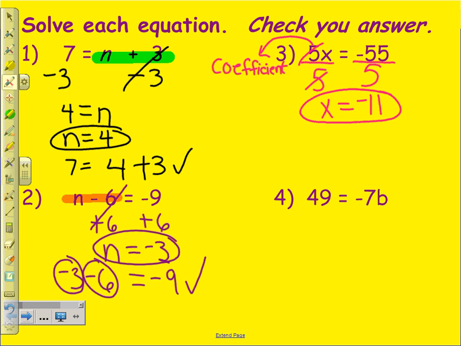We know that a negative divided by a positive is a negative. So anytime we have two different signs, then we have a negative answer. If we have the same signs, then the answer is going to be positive. Ultimately, what we're answering here is 5 times negative 11 is negative 55, and we know that that does check.